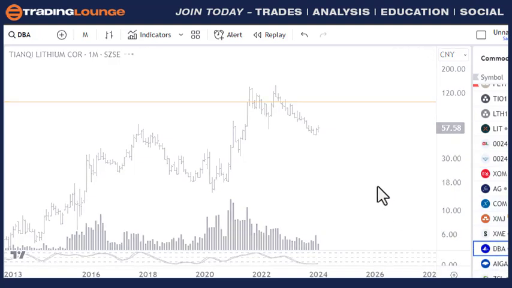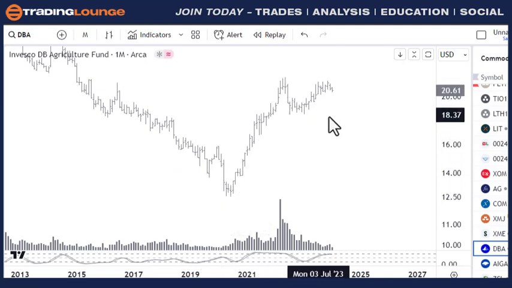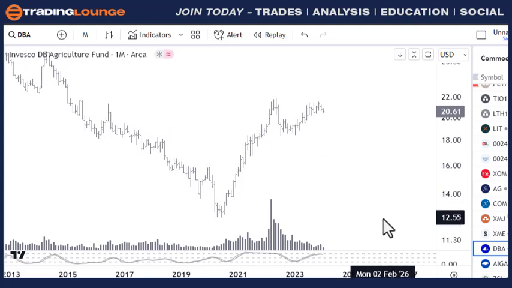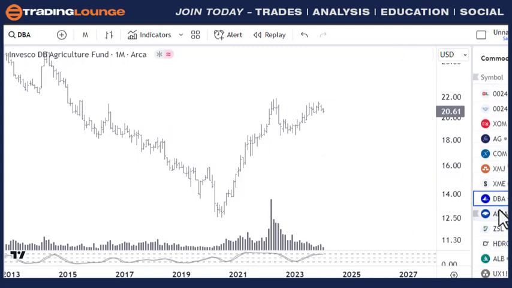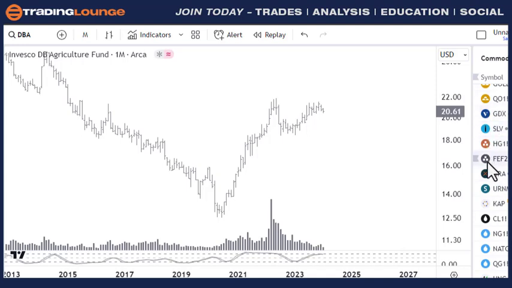The agricultural side of things is actually quite good too. I haven't figured it out just yet, but we've got this large impulse wave here on the monthly. I'm not sure about this. I don't know if that's just the correction here, but when I've got time, we'll look into the agriculturals as well a little bit. Rightio. So that's that.